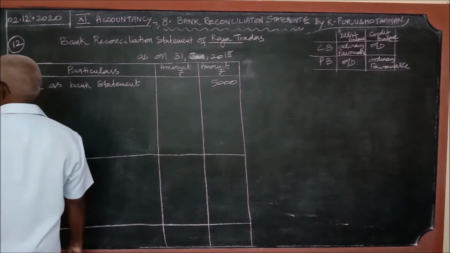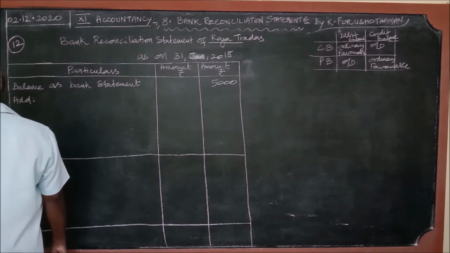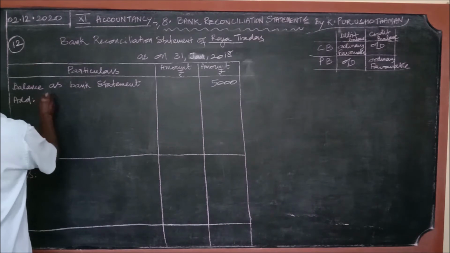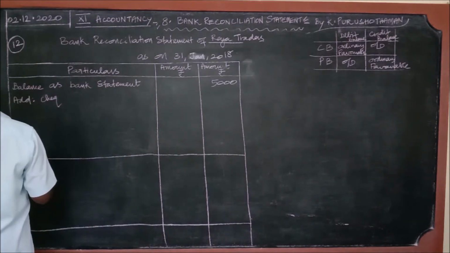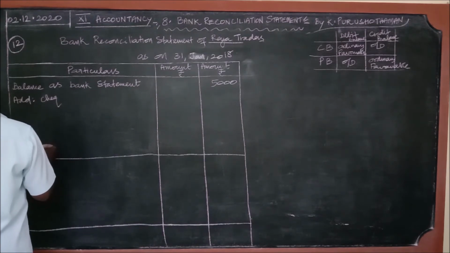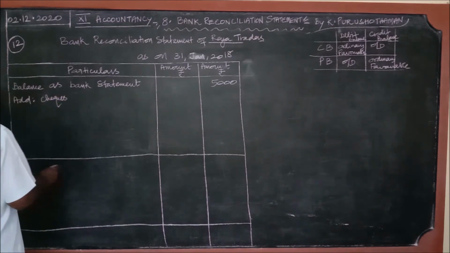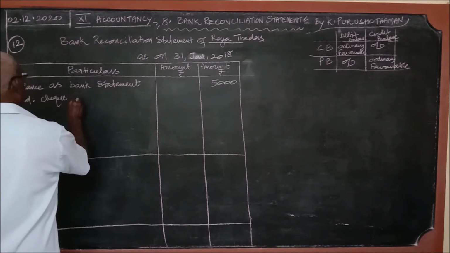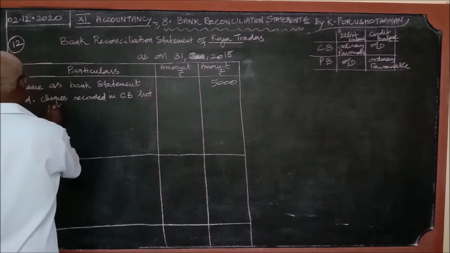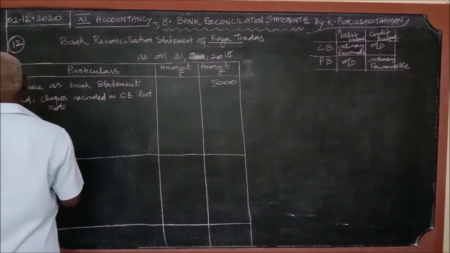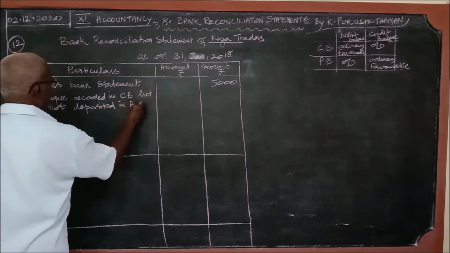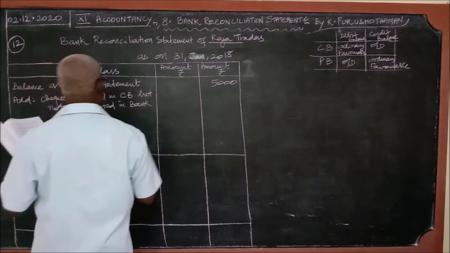And the item number B, checks amounting to 800 had been recorded in the cash book as having been deposited, but were entered in the bank statement on 2nd February. So, checks deposited in the bank, checks recorded in the cash book but not deposited in bank. The amount is 800.